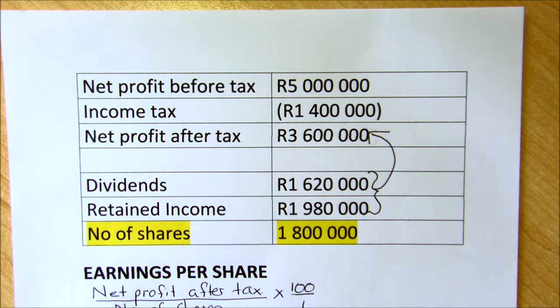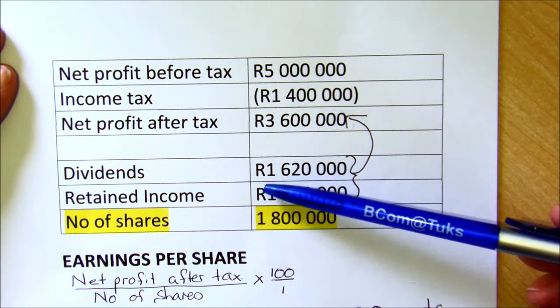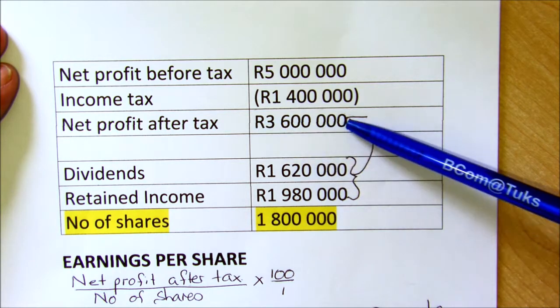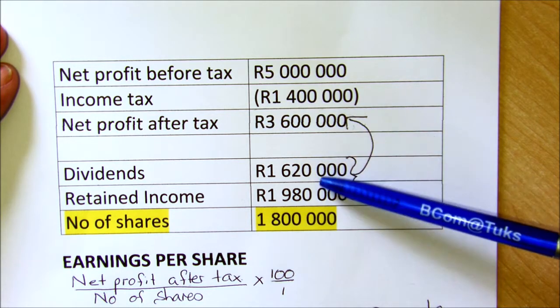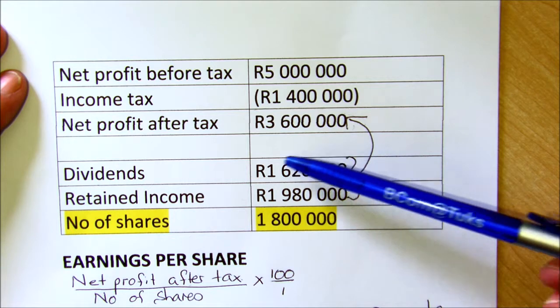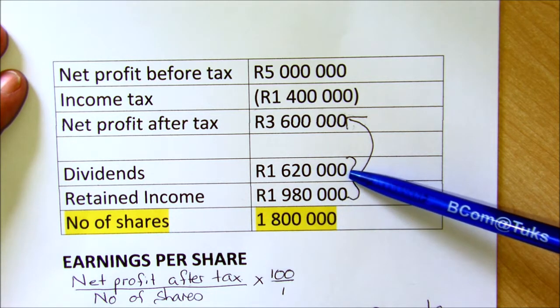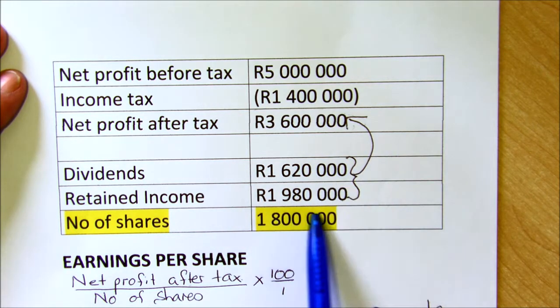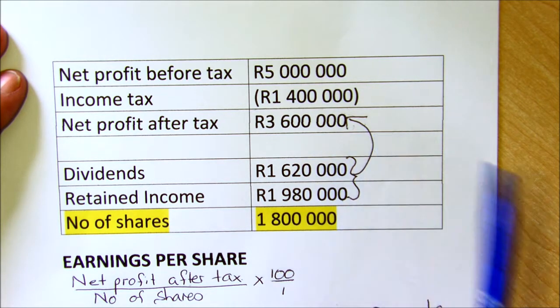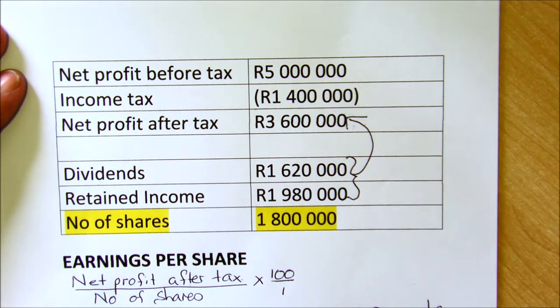So in this example, they decide to pay out dividends of 1,620,000. Now that, remember, comes out of this profit after tax. That minus that, it will leave you with 1,980,000. That is the amount that they're going to retain. So very importantly, these two here must equal the 3.6 million because you have to allocate it all.